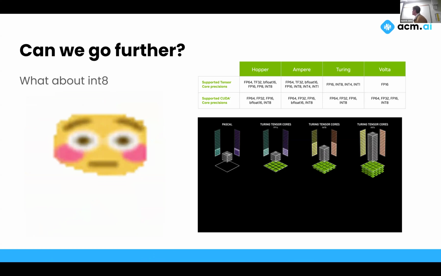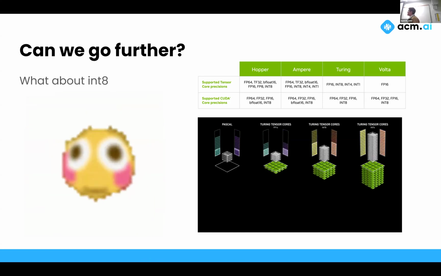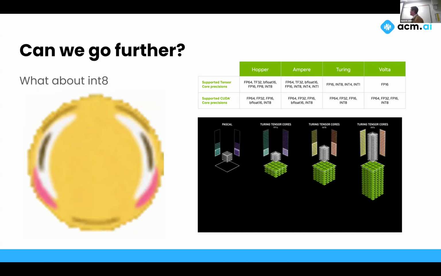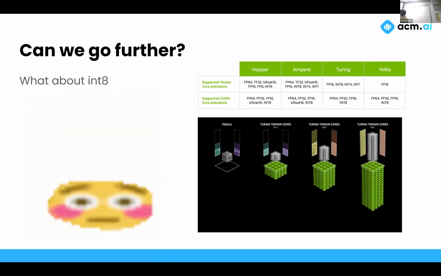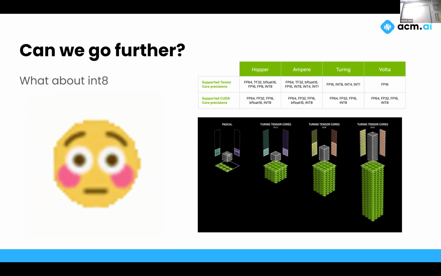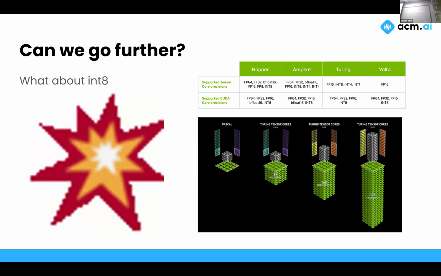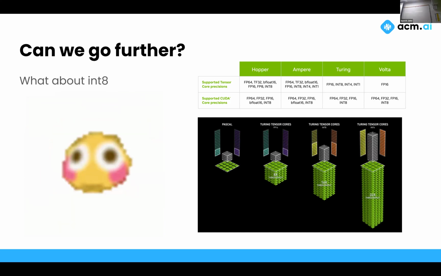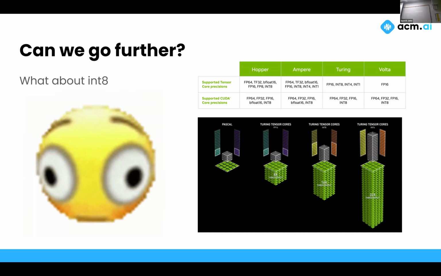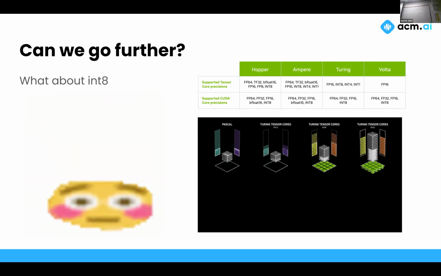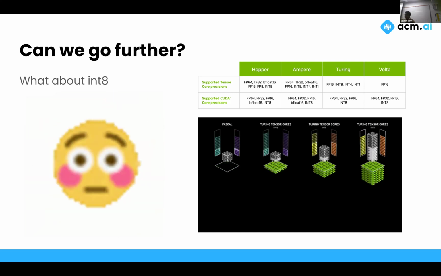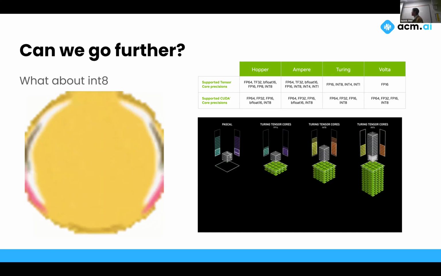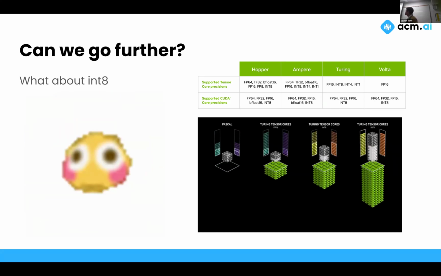Can we go further though? Can we go to int 8, right? This is 4 times less. And this is int 4 even. These tensor cores in GPUs are actually optimized to run int 8 or even int 4 operations. So if you can make the model weights that small, it'd be better.